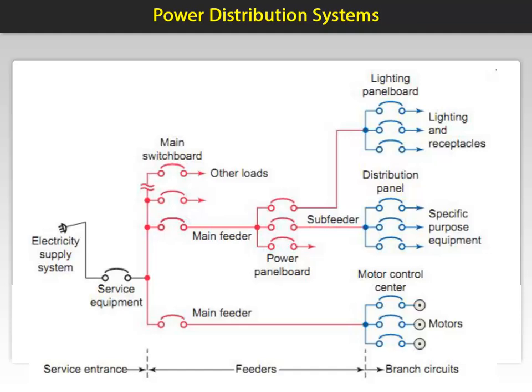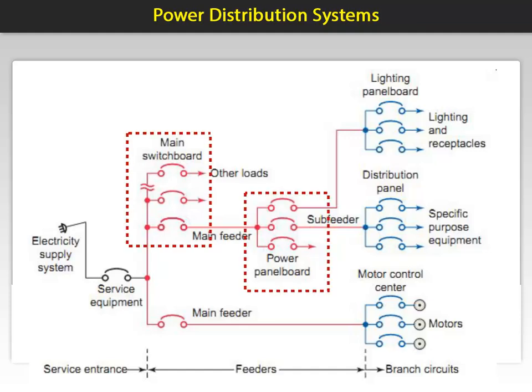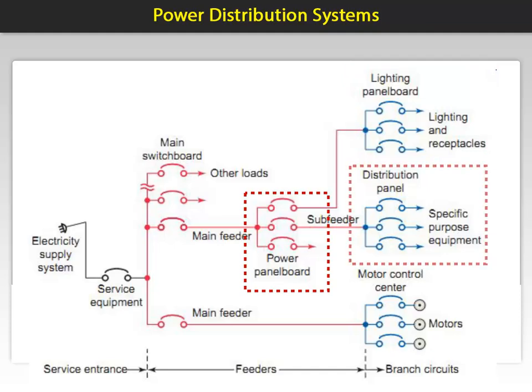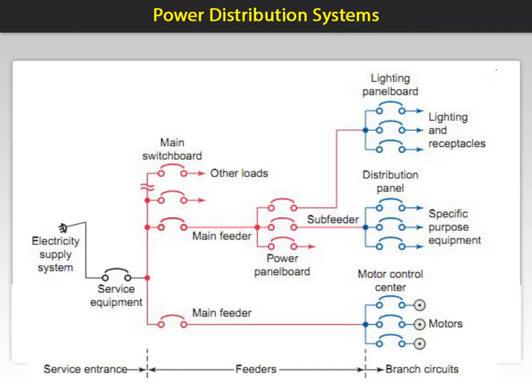A main switchboard feeds a power panel board plus some other loads. The power panel board also feeds a lighting panel board for lighting and receptacles. It has another feeder that feeds a distribution panel for some specific equipment. Industrial plant power varies from industry to industry, but this provides a general breakdown of how power is distributed.